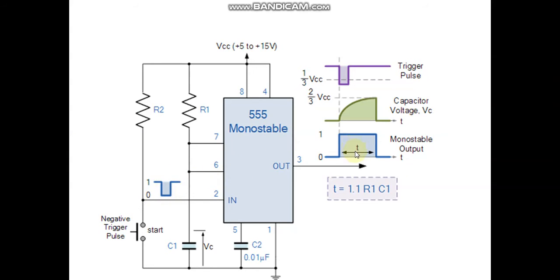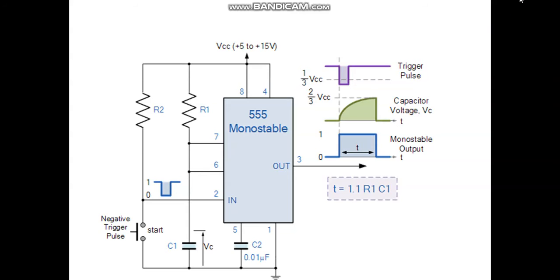So the off period is always the stable state, and from the stable state we go to the unstable state, and this unstable state remains until the capacitor is charged to 2 by 3 VCC. Once it's charged to 2 by 3 VCC, again comparator 1 is activated and you come back to your original stable state. So state 1 is an unstable state and state 0 is a stable state. You have one single stable state, that is monostable.